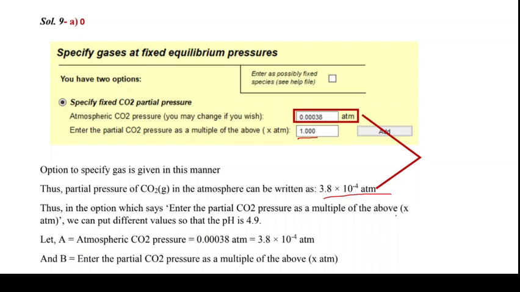Pressure is a multiple of option X. We can put different values so that we can get pH 4.9. So this is like trial and error as we have seen earlier. After putting different trial and error values, we will get the solution. We will choose that number here, X, which will give us the solution as pH 4.9. So please have a look at this. Then we'll see the next question.